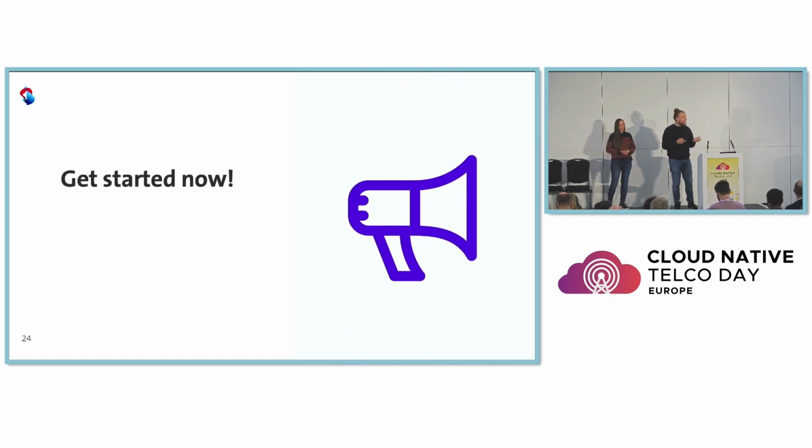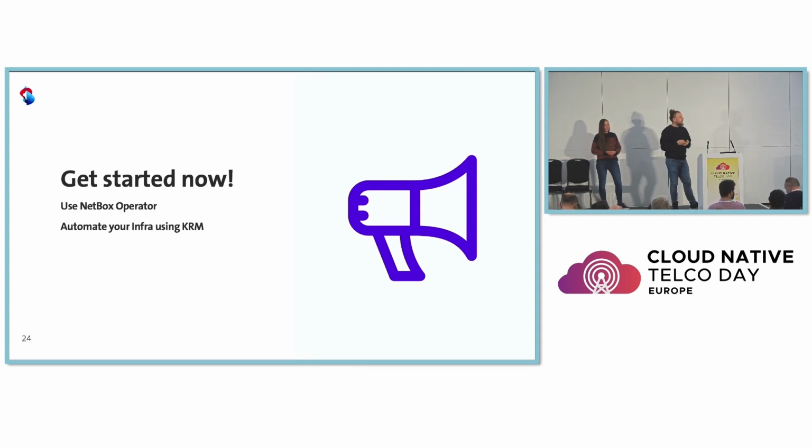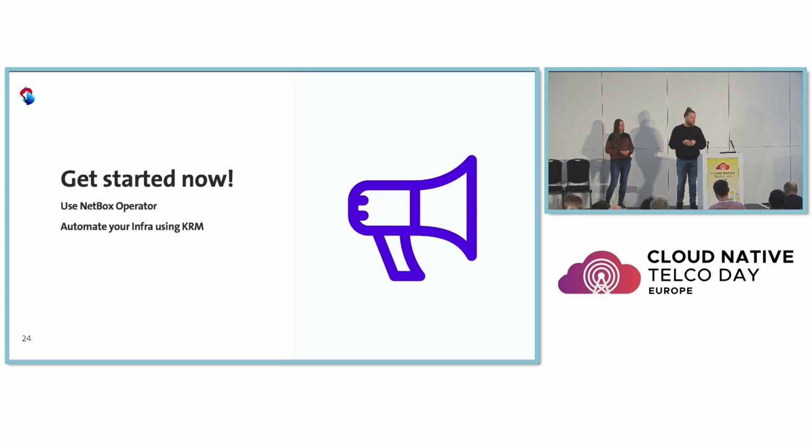And with that, I ask you, if you're using NetBox in your system, please get started now by using the NetBox Operator. Give it a try. Have a look how it works, how it can suit you. And for sure, automate your infrastructure using KRM, similar to what Kubernetes is doing. Please have a look at these projects. We really think that's the way to go forward in the industry.